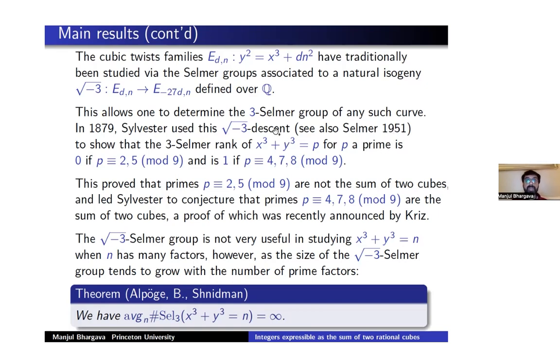Okay. So that's why traditionally these curves have been studied using the 3-Selmer group, because of this isogeny, but it is only very useful for primes being represented as the sum of 2 rational cubes. And that's what led to Sylvester's conjecture. But for writing general integers as the sum of 2 cubes, this method is not so useful.